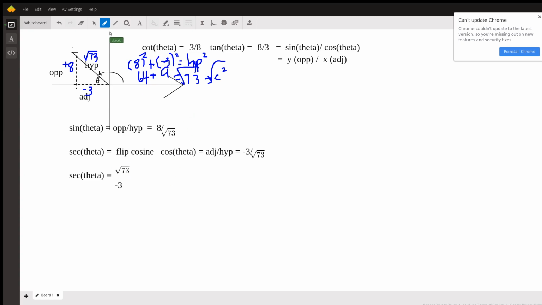I can circle them in red if you would like. So here's the sine is 8 over the square root of 73. And here's the secant, which is negative radical 73 over 3. Thank you.